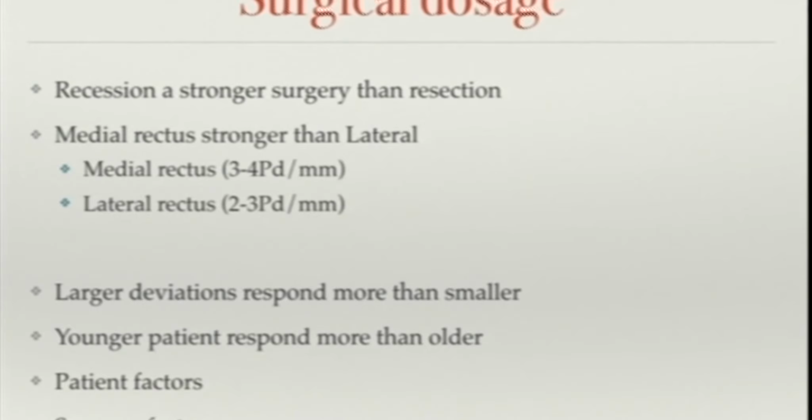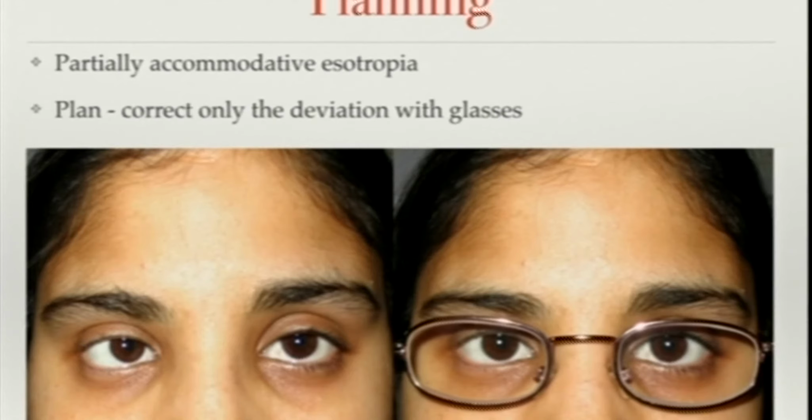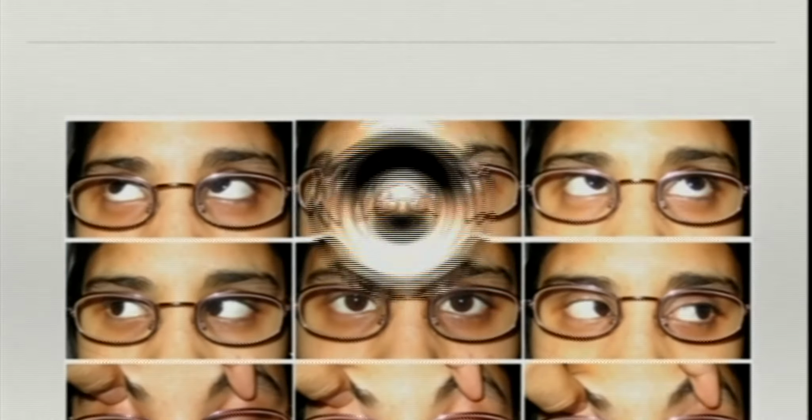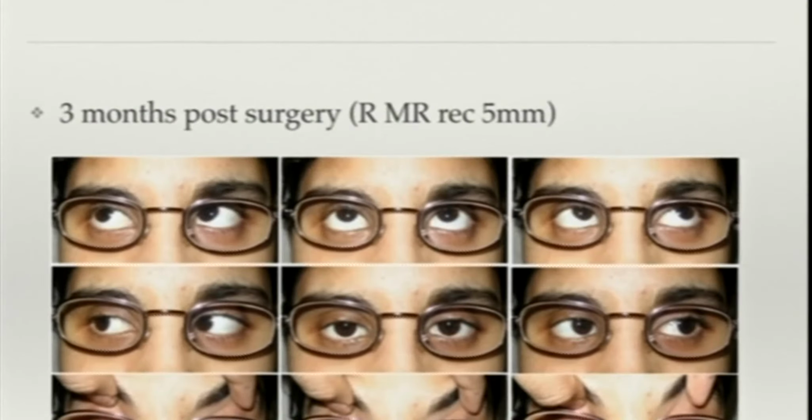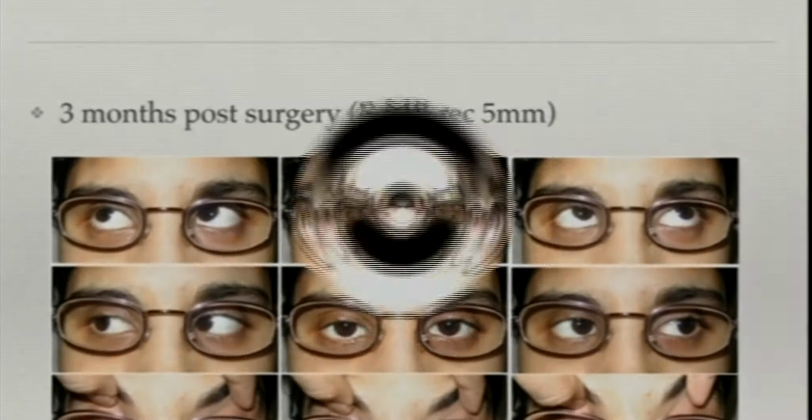Now this is a patient who has a partially accommodative esotropia, and what we want to plan for her is to correct only the deviation with the glasses on. So we have to be very, very careful in such cases. We do the up and down gaze, lateral gazes, and the tertiary gazes. There is no oblique overaction, no incomitance in any of the gazes. So we plan for a single muscle surgery, a recession of medial rectus by 5 millimeters, which gives approximately 3 prism diopters per millimeter of surgery.